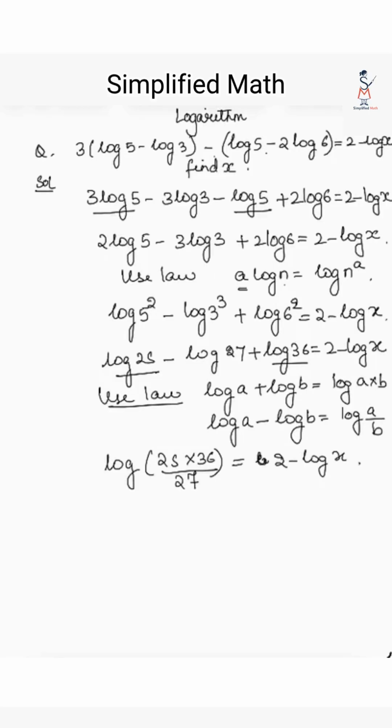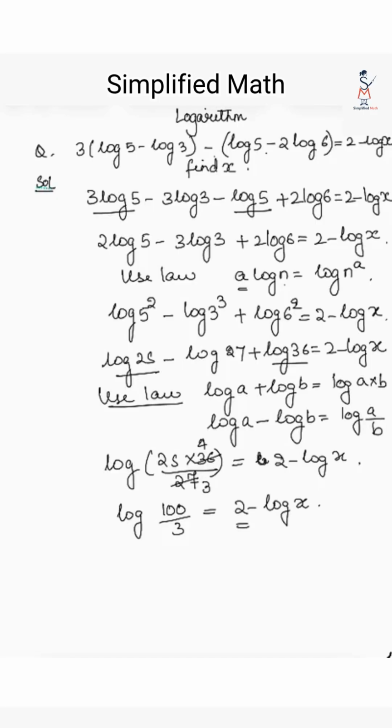Fine. Now we will solve it. What we will get, this will come out as log, this will become 4 3s, that is log 100 by 3 is equal to 2 log x.